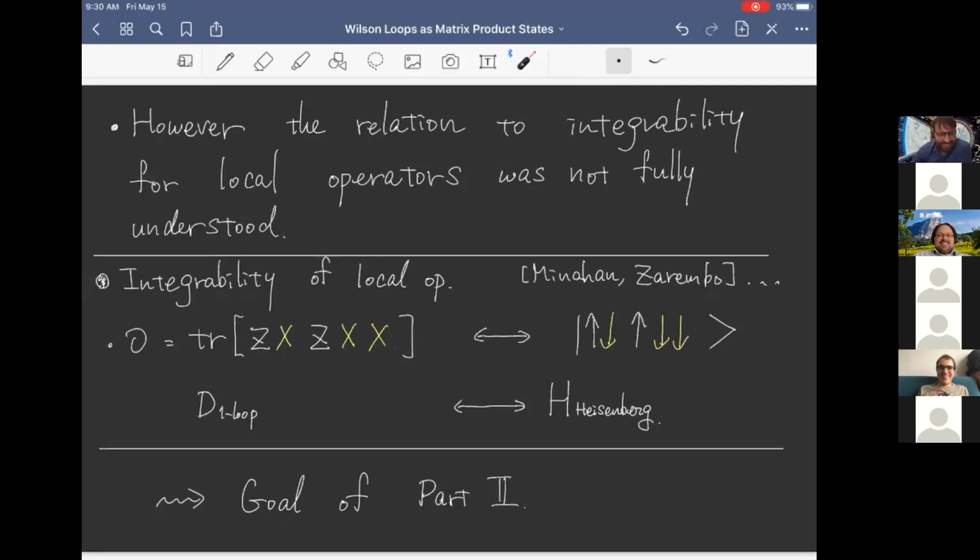All right, so this is the end of part 1, and the goal of part 2 of my talk is basically to explain one setup in which you can relate the integrability of local operators and the integrability of the Wilson loops. Okay, are there any questions so far?